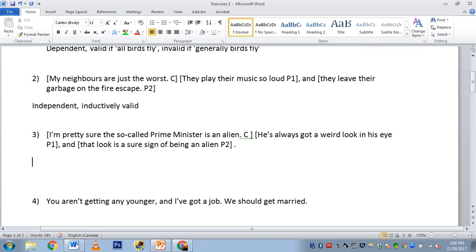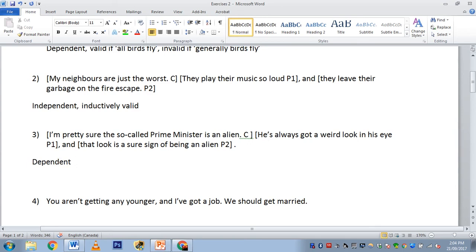Right. Now, are these independent or dependent? Dependent, right? Once again, you can apply the puzzle piece rule. He's got a weird look in his eye. And in this case, that refers to the fact that he has a weird look in his eye, right?